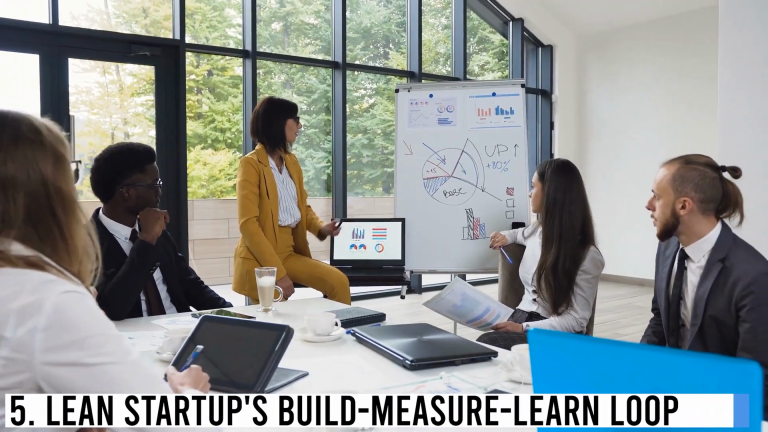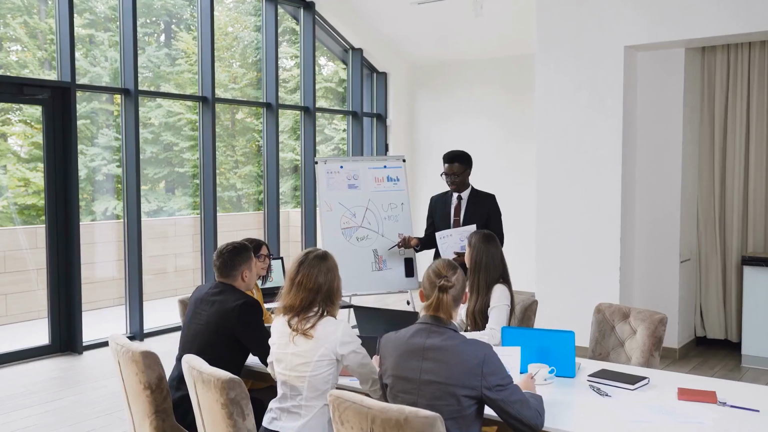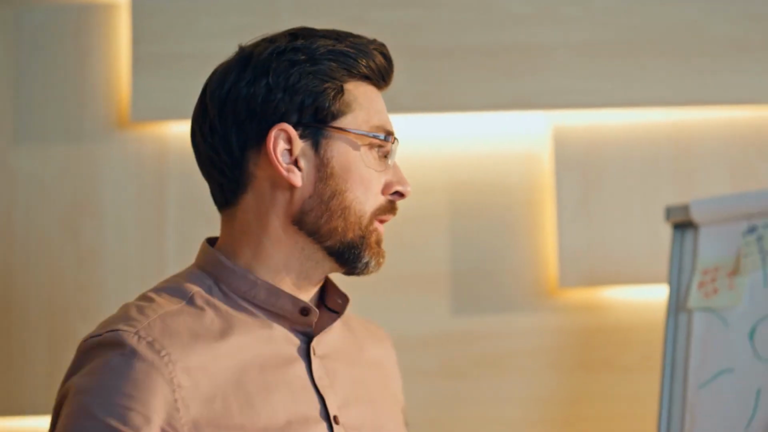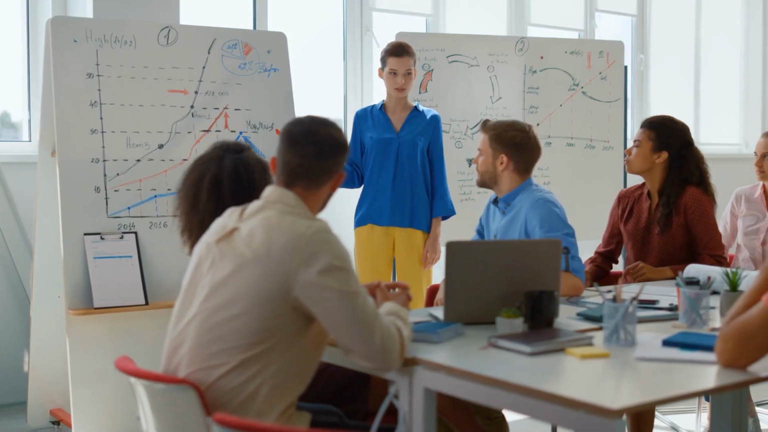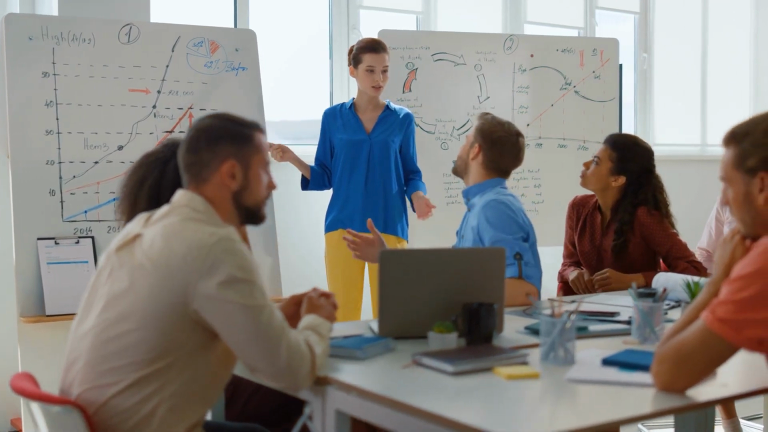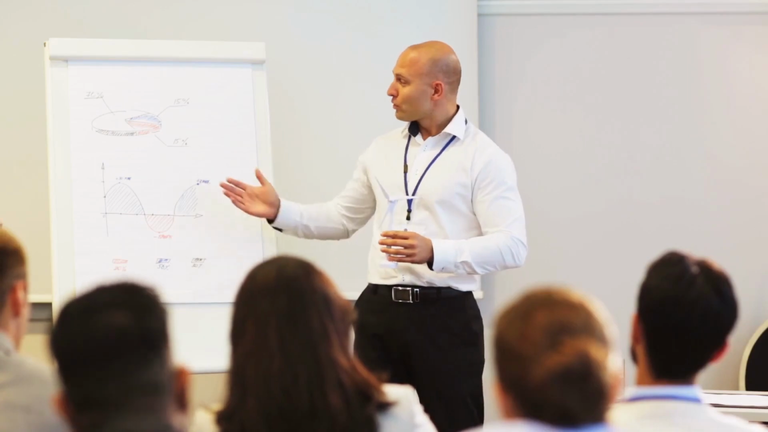5. Lean startup's build, measure, learn loop. The build, measure, learn loop is another essential aspect of lean startup. In game theory, we can apply this loop by building a strategy, measuring its impact on resource utilization and outcomes, and learning from the results. This iterative process allows us to refine our strategies and make more informed decisions to optimize resource efficiency.